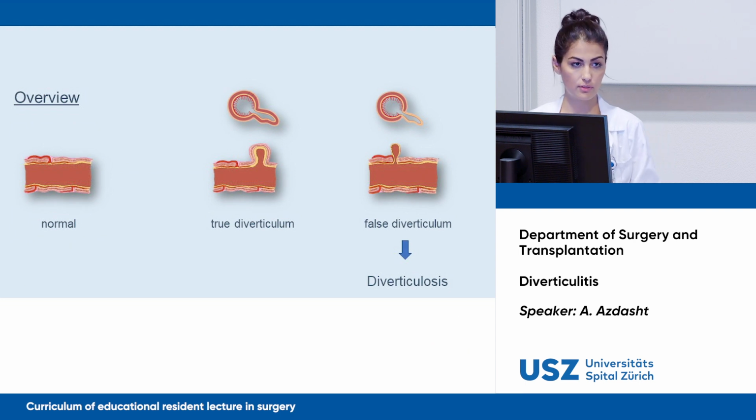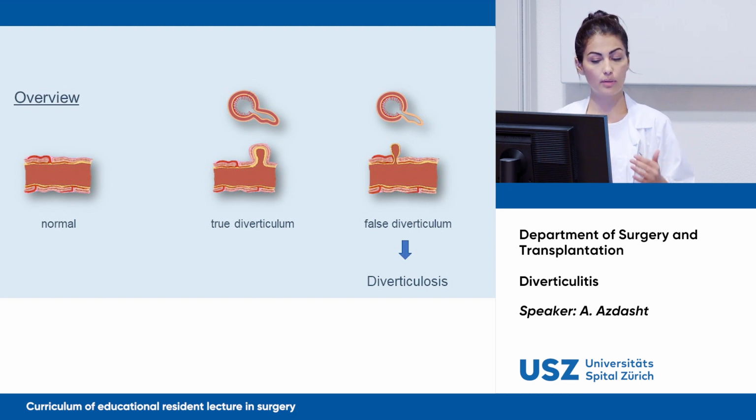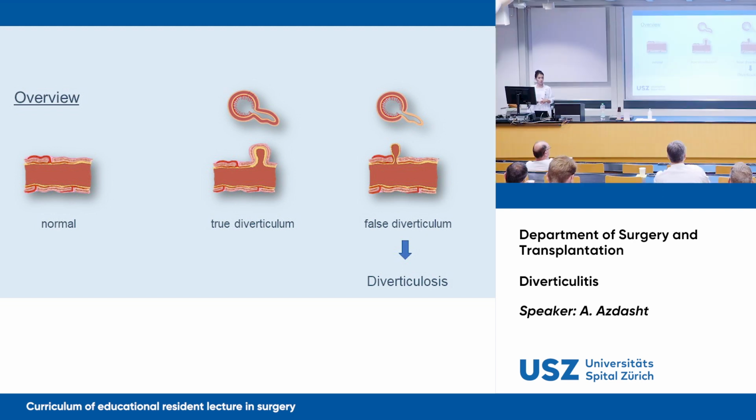So first of all, we have to differentiate between diverticula. On the one hand, we have a true diverticulum, where there is an outpouching of all layers of the colon wall, so the mucosa, the submucosa, the muscle layer, and the serosa. And on the other hand, we have a false diverticulum, where only the mucosa and the submucosa is herniated. This is the situation we have in a diverticulosis.